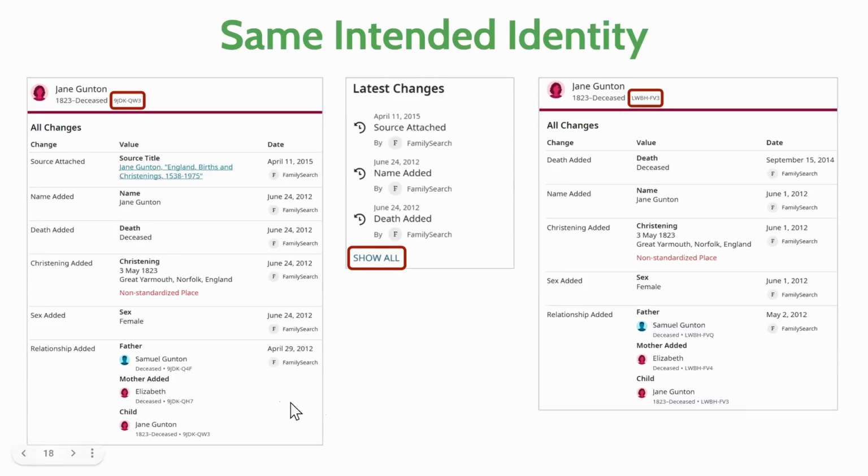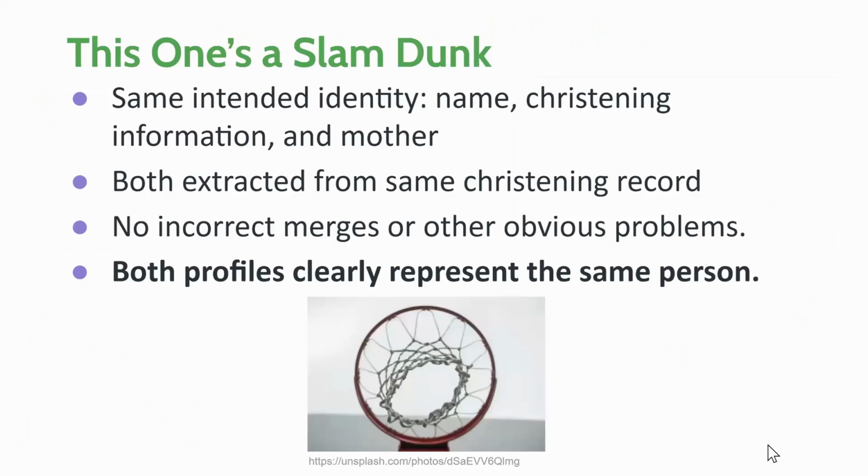So it's safe to say that the intended identity of these two profiles is the same for this Jane Gunton, christened on a certain date in a certain place with certain parents. So this one is a slam dunk. Everything lines up. Both profiles clearly represent the same person.